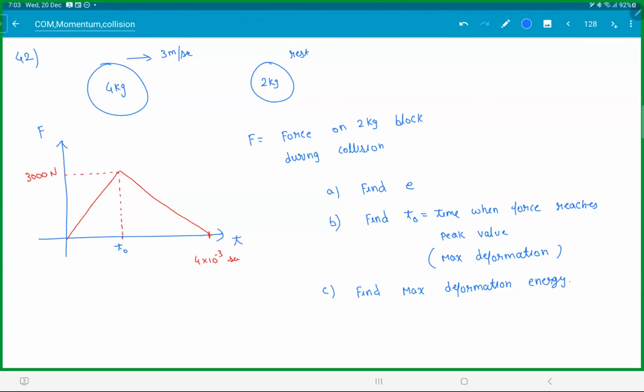Time is 4 into 4 by 3. Okay. Might be, I don't know the answers. So first find the coefficient. Let's see. These are the kind of problems you should be more thorough with. The regular problems you'll be able to handle. If you really don't know what is happening during a collision, you'll have difficulties in understanding this deformation and all this stuff.